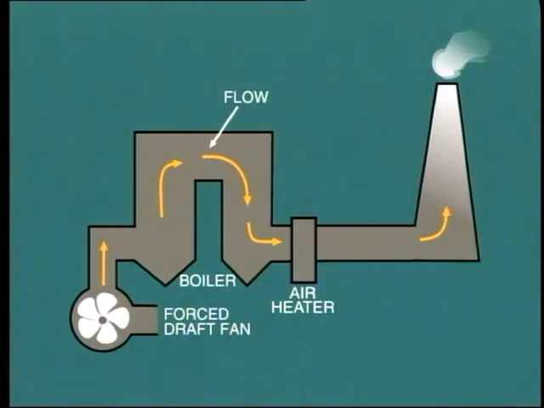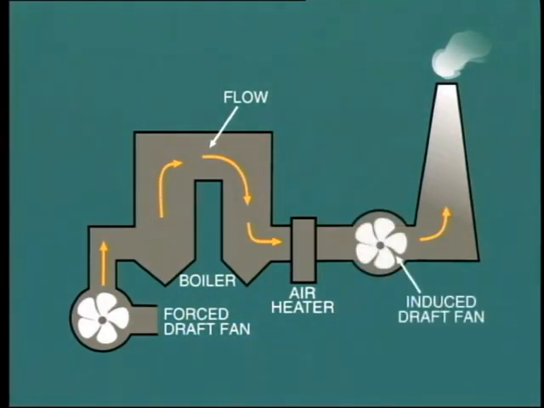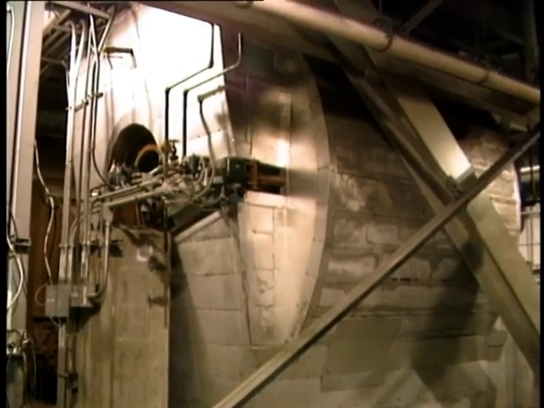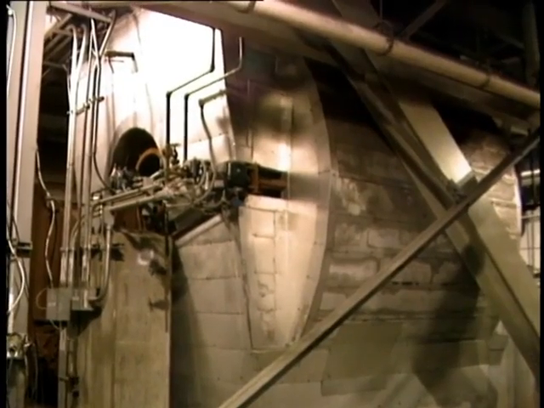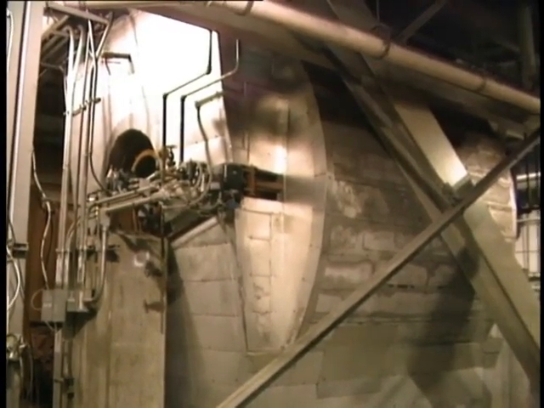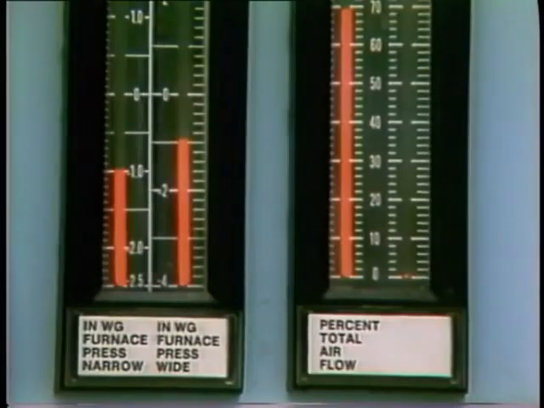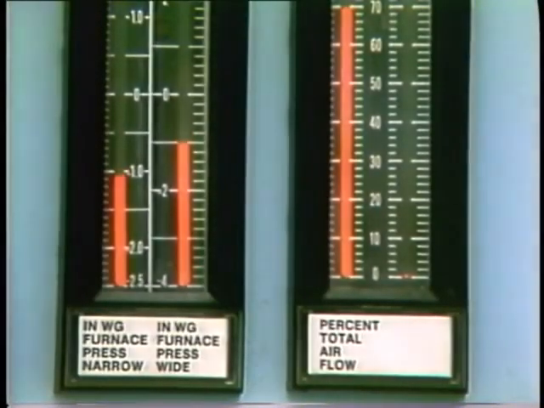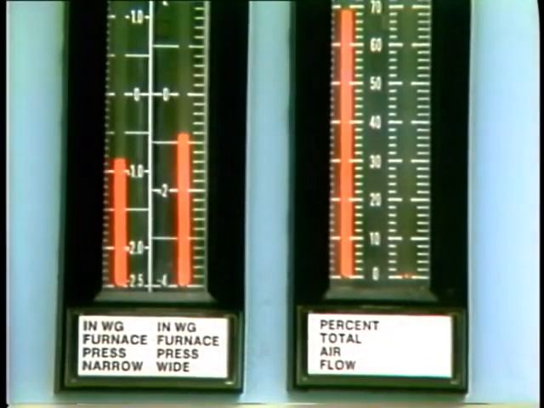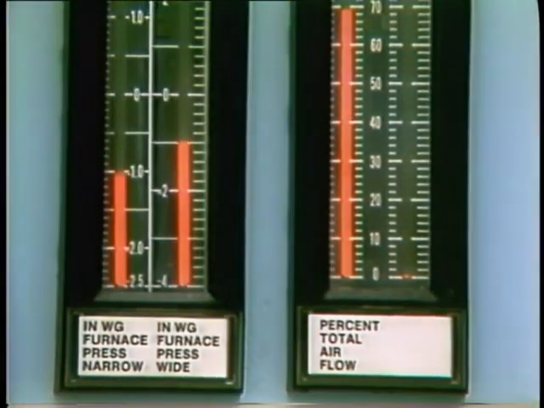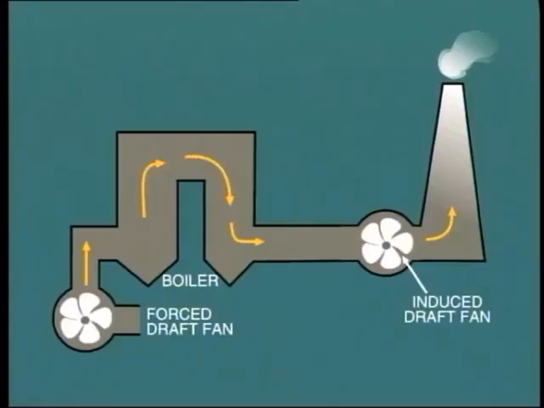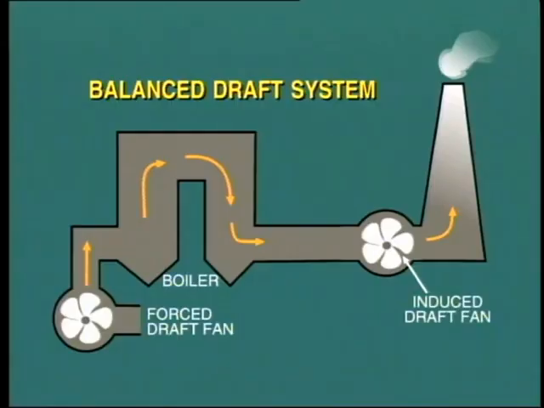This is achieved by fitting an induced draft or ID fan in the gas exit ducting between the air heater and the chimney. This ID fan is sized so as to suck the gases to be discharged up the chimney out of the boiler. Maintaining the correct negative pressure inside the furnace is an important part of boiler operation, as we'll see later in this program. In situations where both forced draft and induced draft fans are installed, the system is known as a balanced draft system.